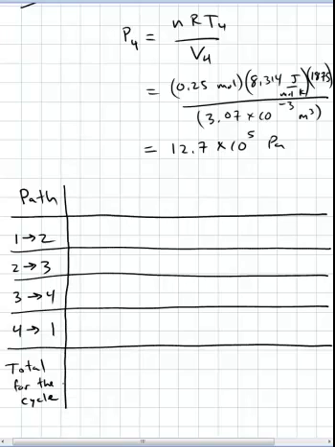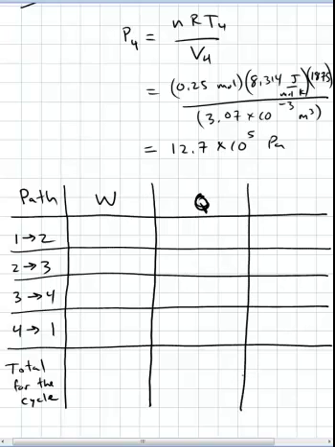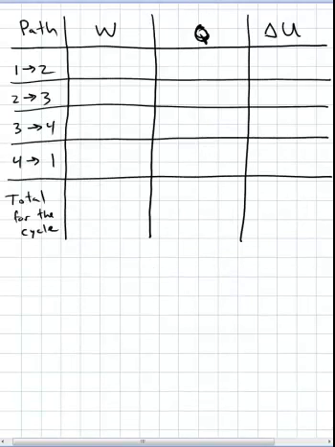And what do I care about? I care about the work done by the gas, the heat, Q, added to the system or removed from the system, and delta U, the change in internal energy of my gas. So let's start with our first path from 1 to 2.